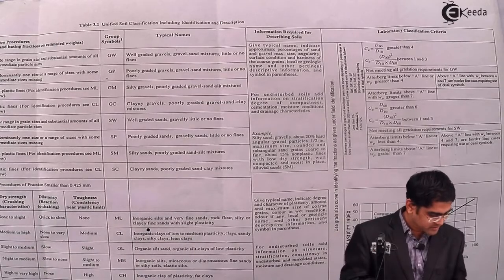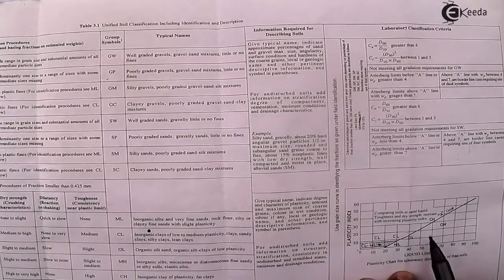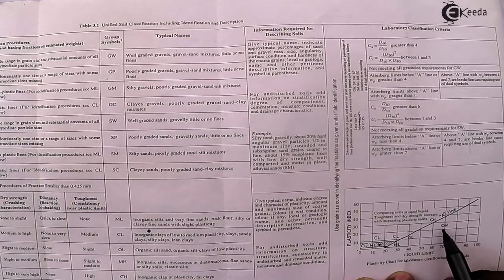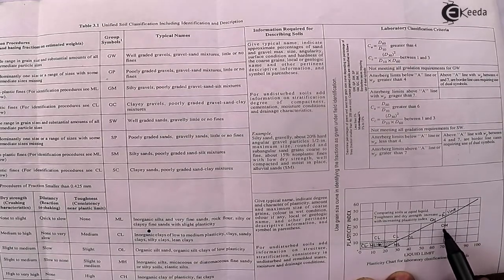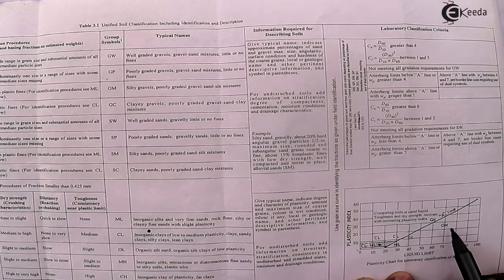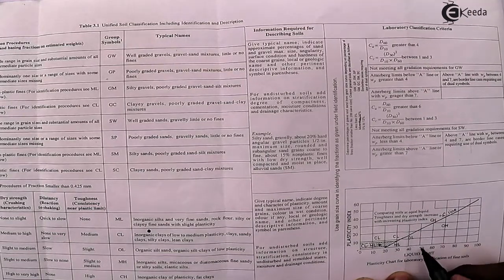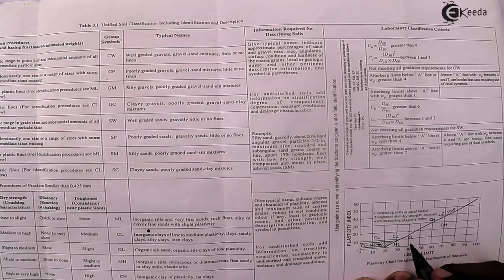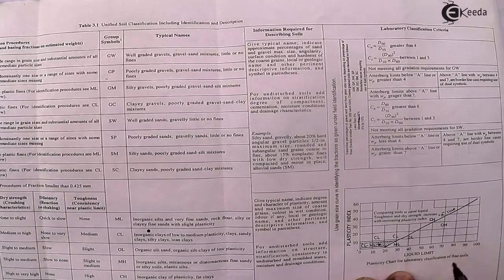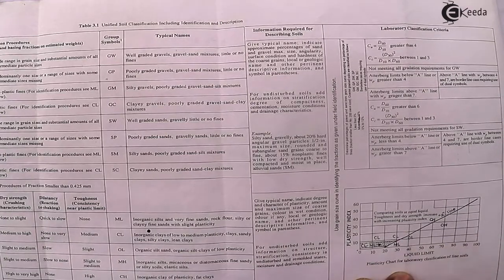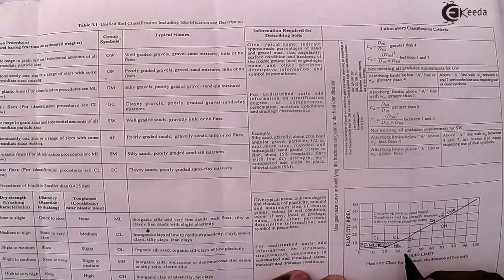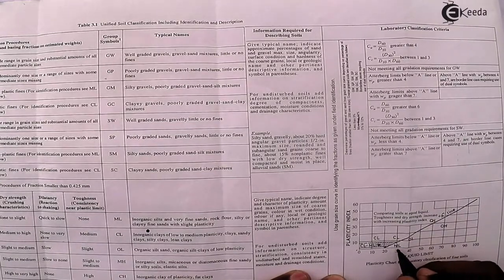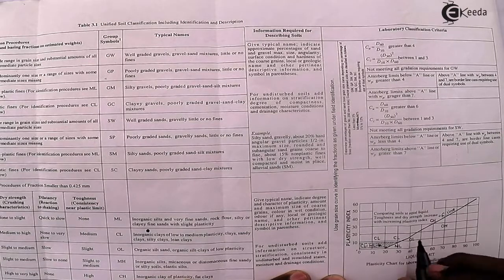So here is the limit, which is nothing but 50%. If it is more than 50, the identification is either CH or OH. OH means it is a highly compressible organic soil. If it is less than 50%, it is OL or CL. OL means a low compressible organic soil, CL a low compressible clay, and if it is even here at 35%, then it is ML, that means low compressible silt.